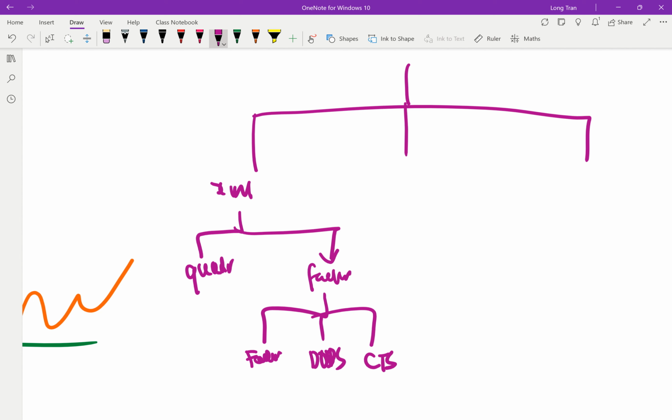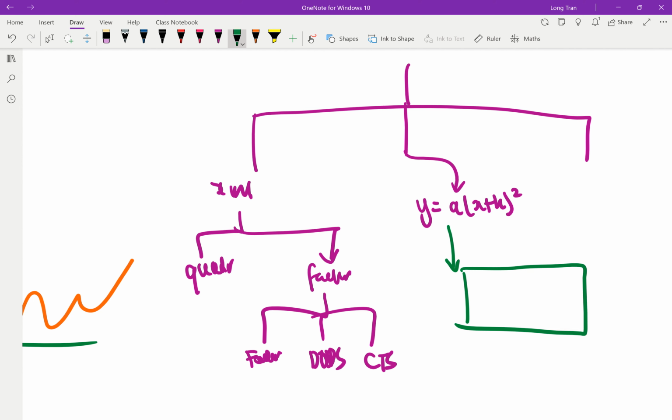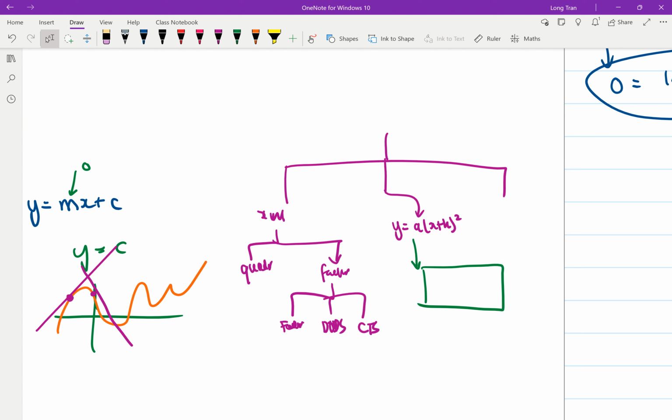Those are the skills. But under this column here, there was the turning point form. So it looks something like y equals a bracket x plus k squared. That was one way to find the turning point, but I also gave you another formula. Anyone remember what that formula was? When it comes to finding the turning point of y equals ax squared plus bx plus c, I gave you one formula to find the turning point if you didn't know how to complete the square.